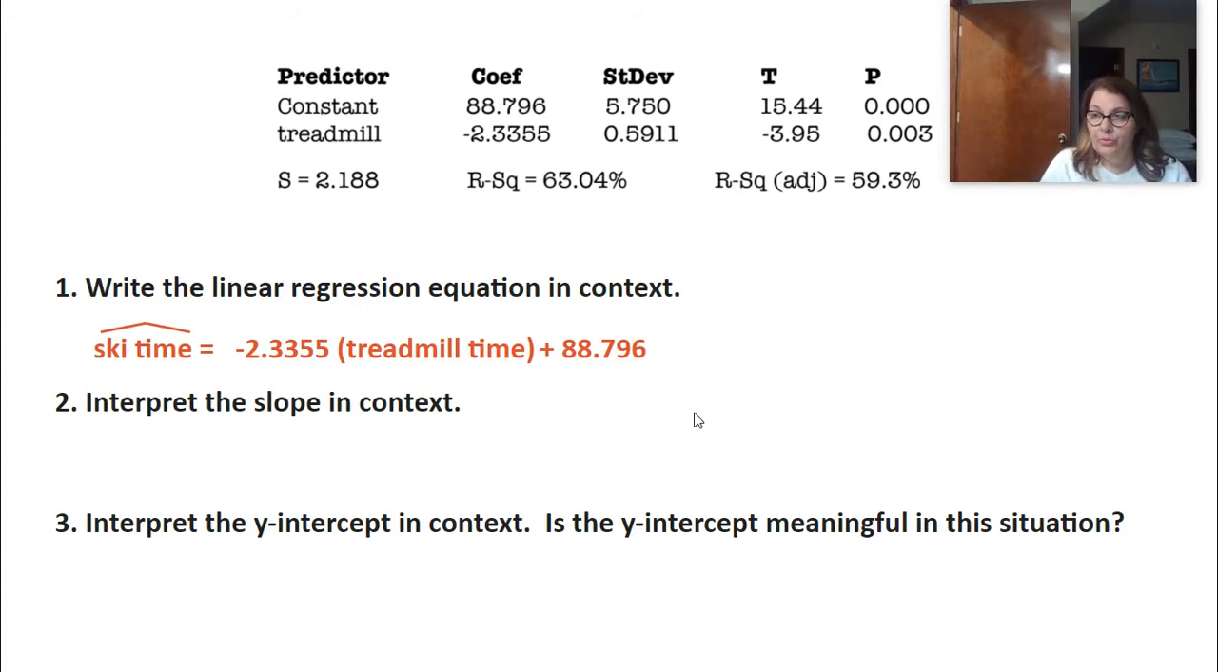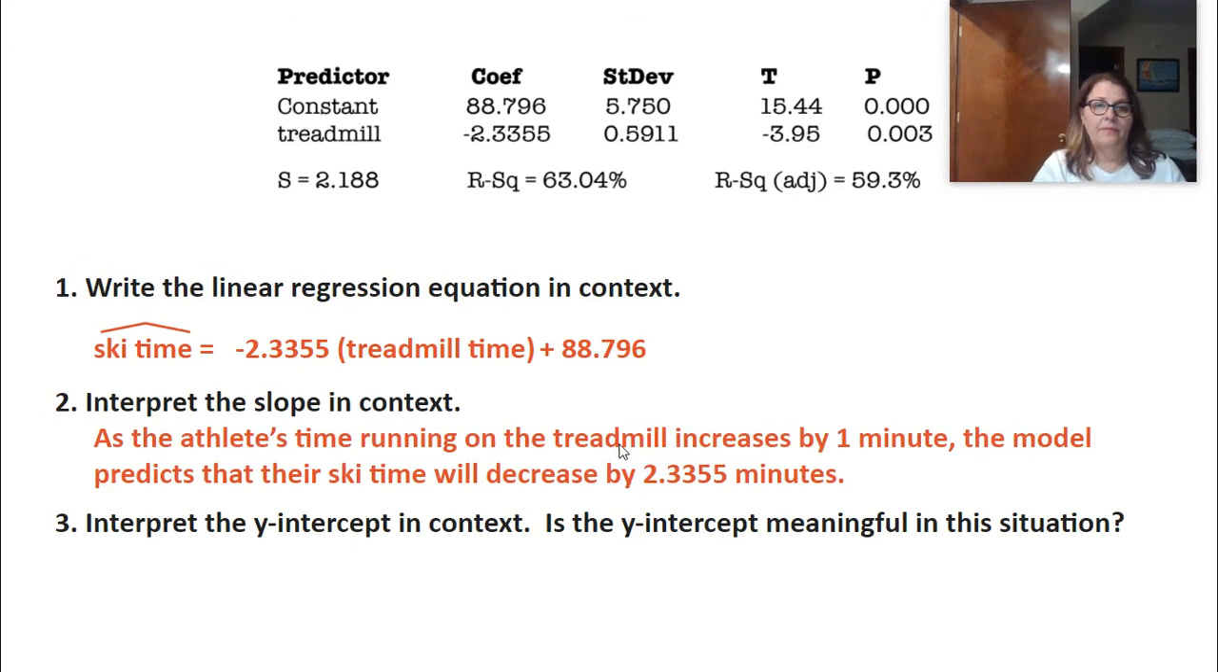So now let's interpret the slope. Remember, as the athlete's time running on a treadmill increases by 1 minute, that's the 1 unit, the model predicts that their ski time will decrease by 2.3355 minutes. I'm using what I had told you in the previous slide, I'm just putting in the correct words.